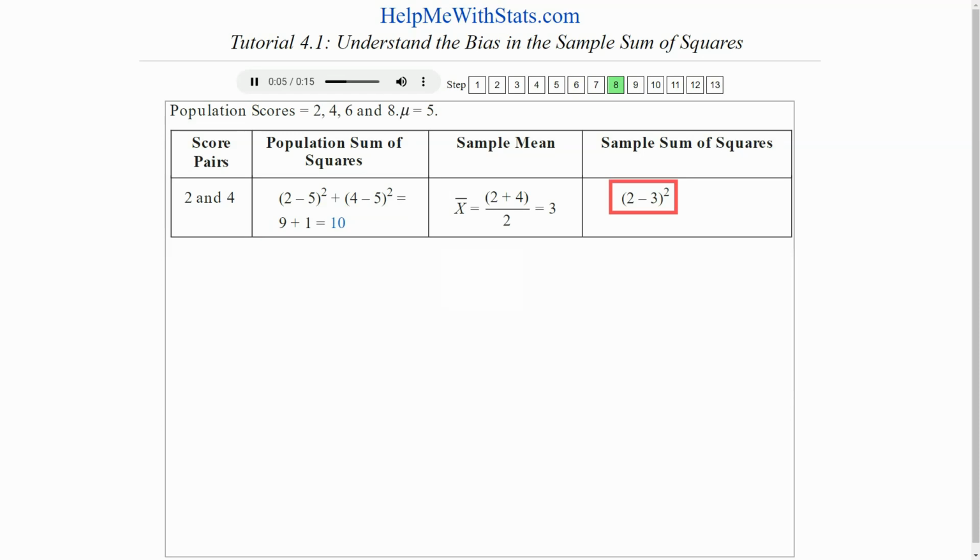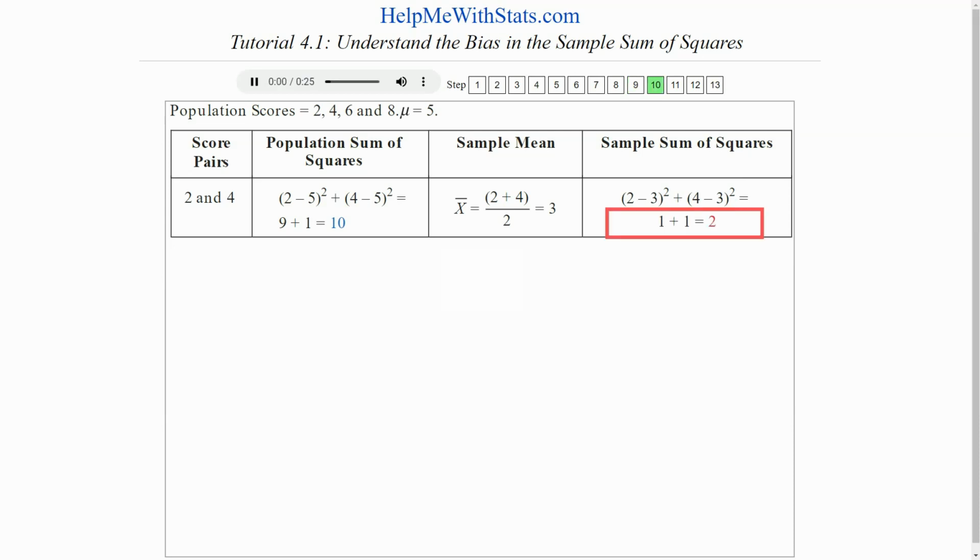First, let's find the squared deviation of the first score of 2. As we can see, we take the score of 2, subtract the sample mean and square the result. Next, we find the squared deviation of the second score of 4. As we can see, we take the score of 4, subtract the sample mean and square the result.